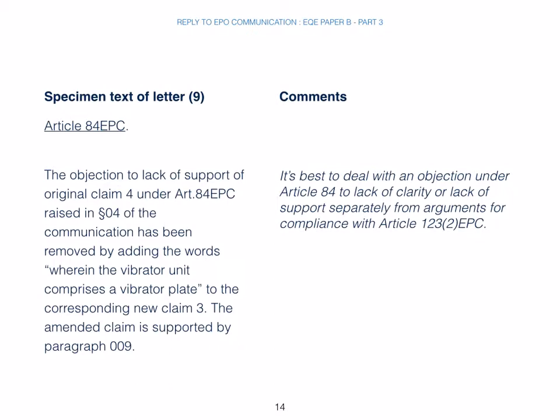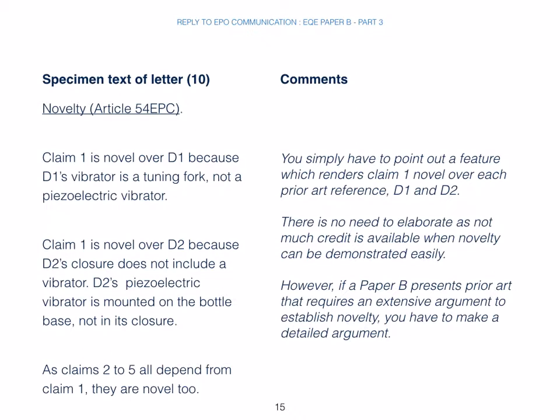Then we turn to novelty. So we have a new header, novelty article 54. For novelty, you simply have to point out a feature which renders claim one novel over each prior art reference, D1 and D2. My specimen states as follows. Claim one is novel over D1 because D1's vibrator is a tuning fork, not a piezoelectric vibrator. Claim one is novel over D2 because D2's closure does not include a vibrator. D2's piezoelectric vibrator is mounted on the bottle base, not in its closure.